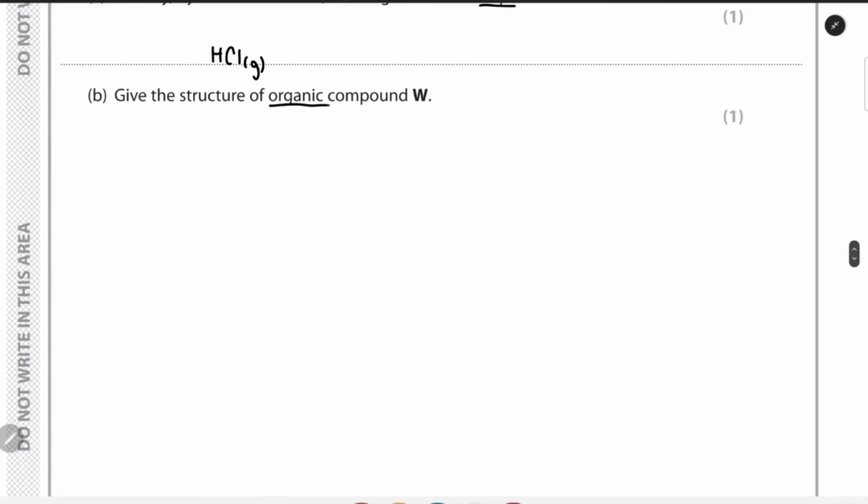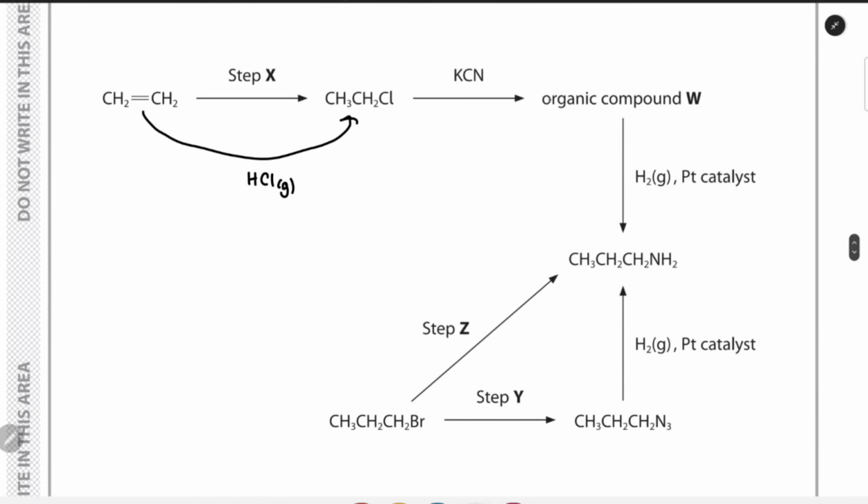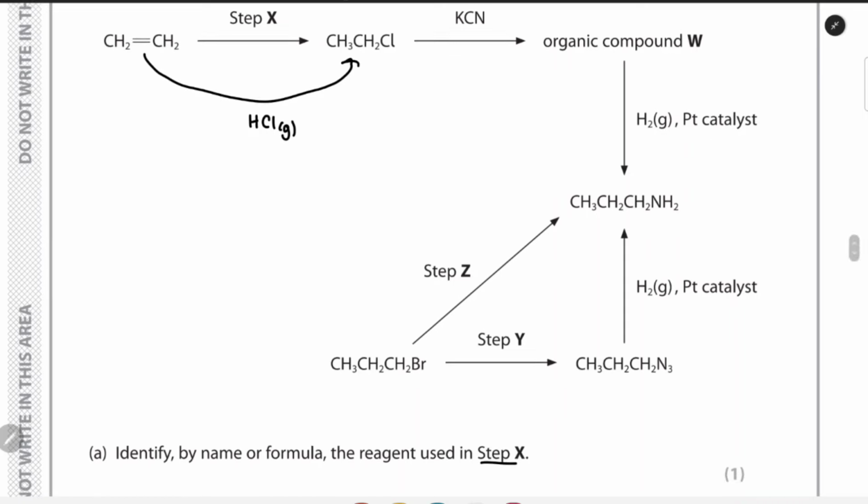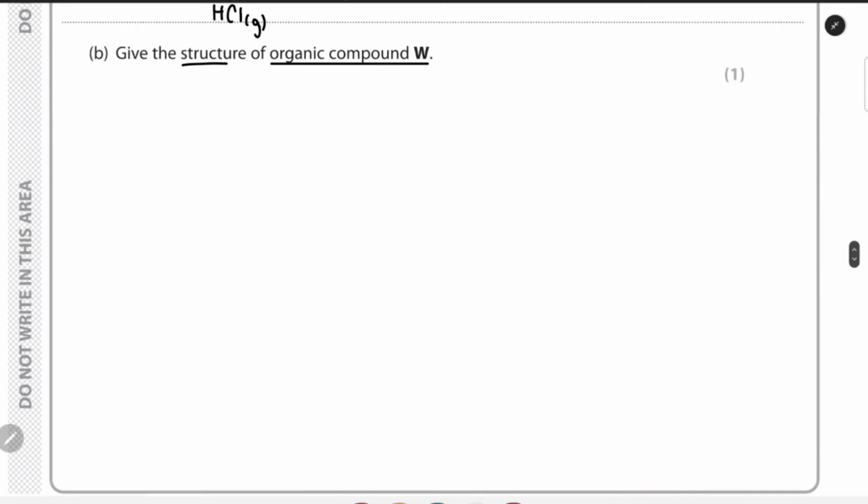Now in the next question we have to find the organic compound W's structure. So this is the reaction of CH3CH2Cl with KCN. The Cl will be replaced by the nitrile group CN. This will become a nitrile. So we'll have CH3CH2CN.